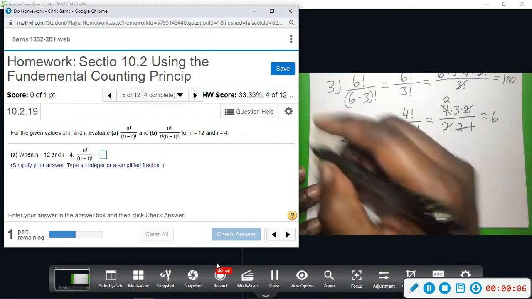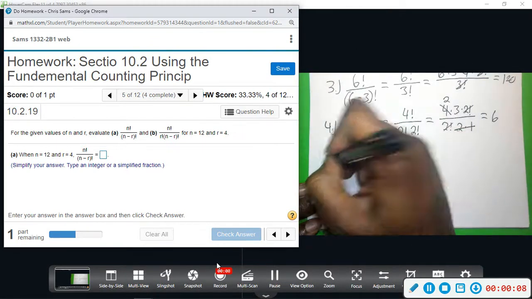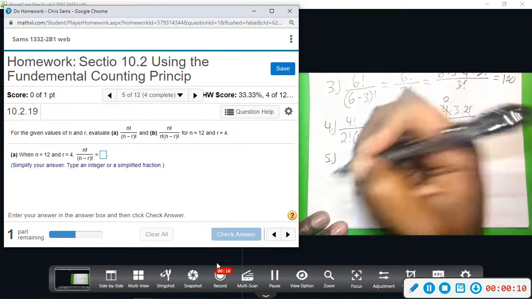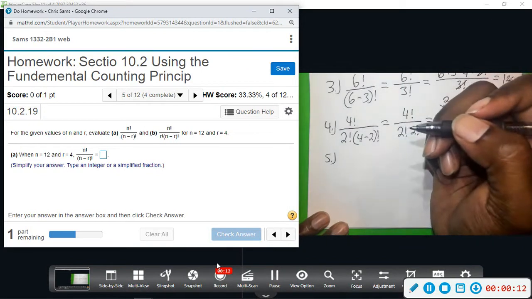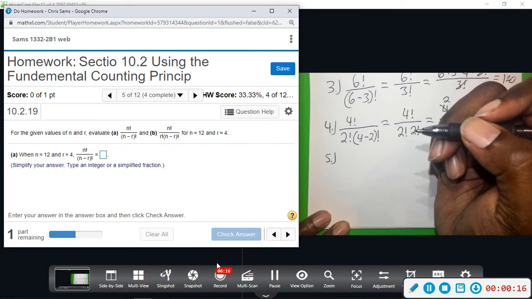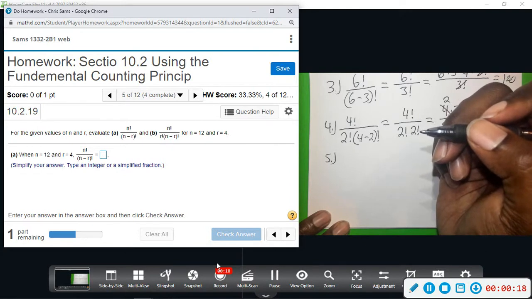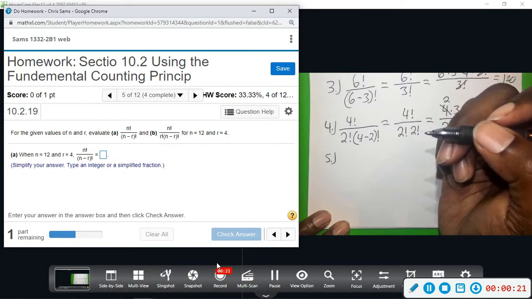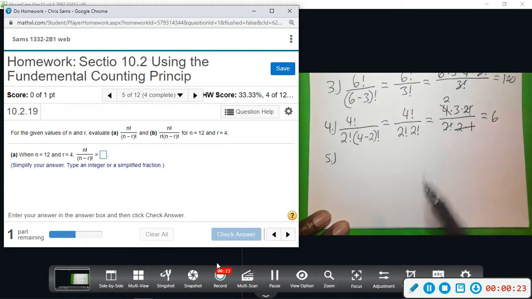Number 5. It looks like we got 2 parts. So they're giving us a formula, n factorial divided by n minus r factorial, and then we have n factorial divided by r factorial times n minus r factorial. These are 2 formulas for permutations and combinations.